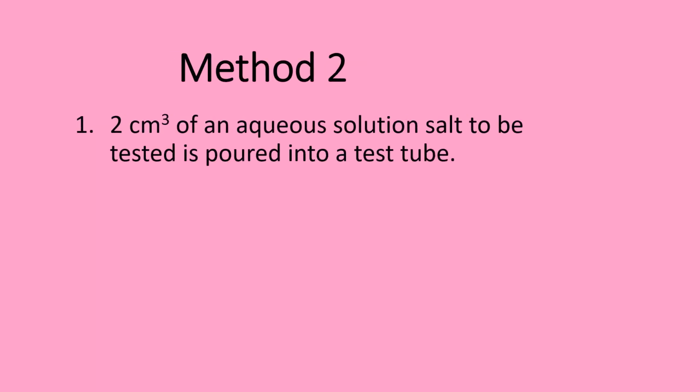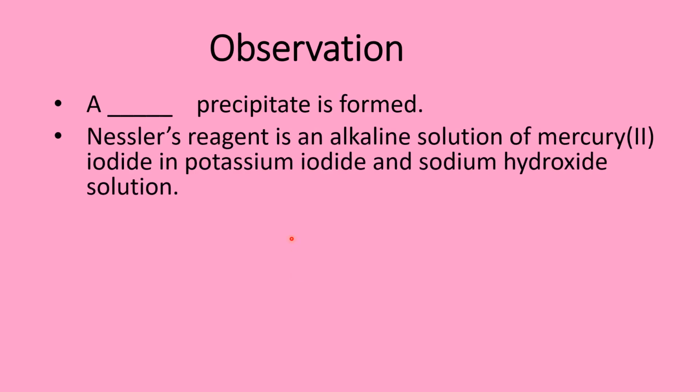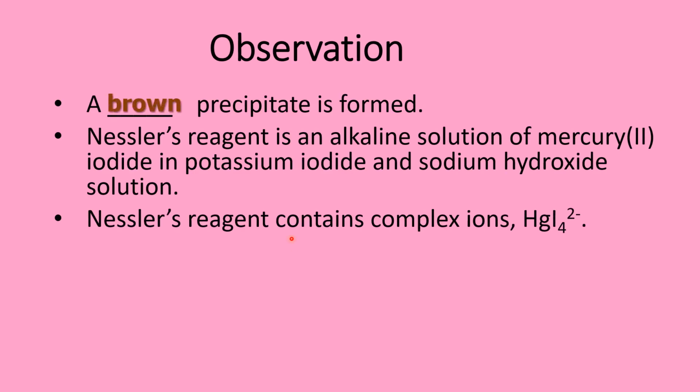Method 2, using the Nessler reagent. This one we have already done in the lab. Step 1: 2 cm³ of aqueous solution that contains ammonium ion to be tested is poured into a test tube. 2 cm³ of Nessler reagent is then added to the test tube and shaken well. The change observed: a brown precipitate is formed.